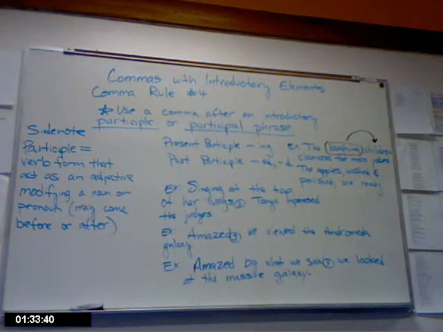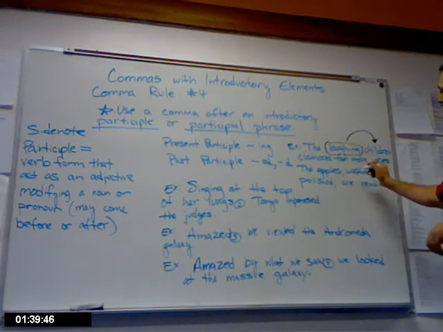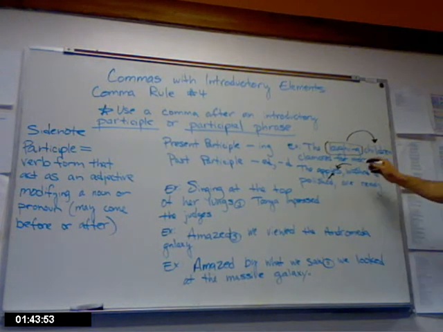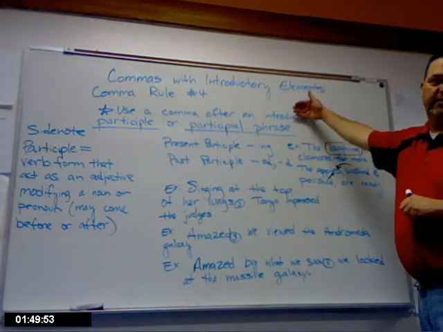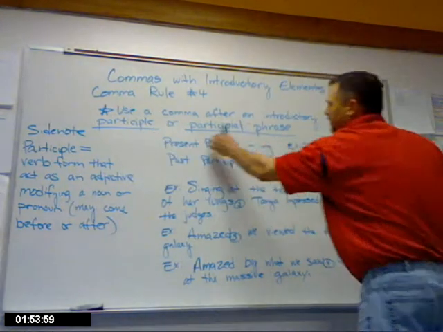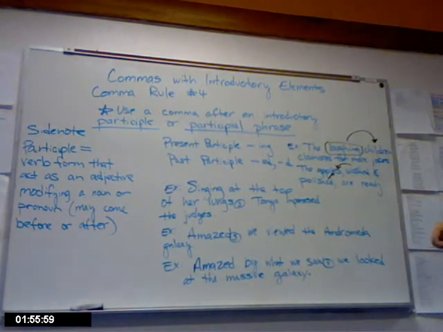A past participle: the apples, washed and polished, are ready. What kind of apples do we have? We have washed apples and we have polished apples. So these are examples of participles. Now, the rule that we're working with on commas is use a comma after an introductory participle or participial phrase. So we have to identify, is it a participle or participial phrase that starts our sentence.